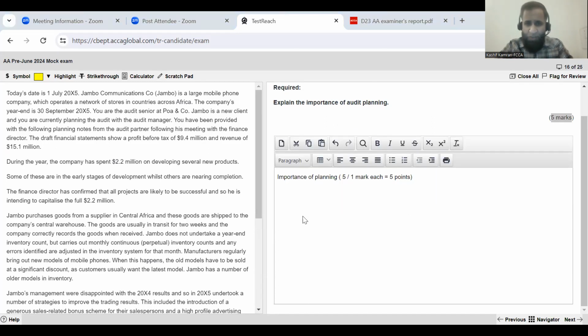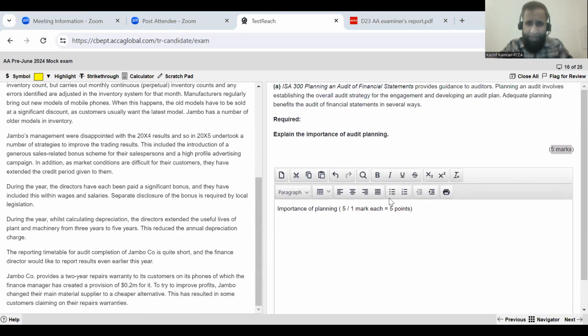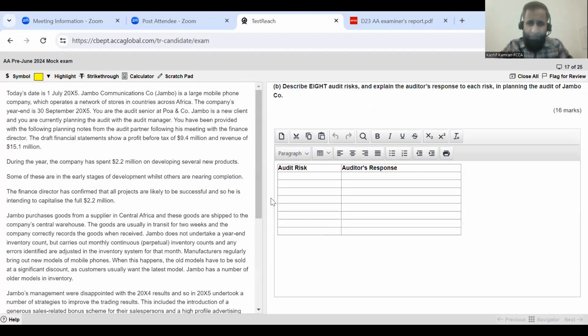Okay, you get to the next question then. See, we're not reading the case. We're going to the next question. So RSPCA, we read the requirement first. We got to know no scenarios, no copy paste. Okay, you get to the next one. Describe 8 audit risks and the responses. Now this is scenario. We have 16 marks here, and that's where the scenario has to come in.